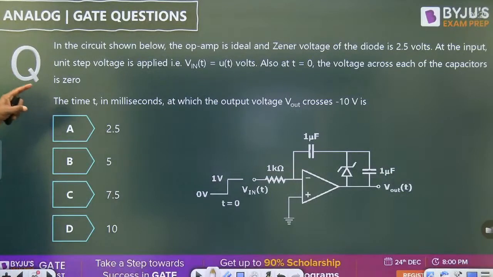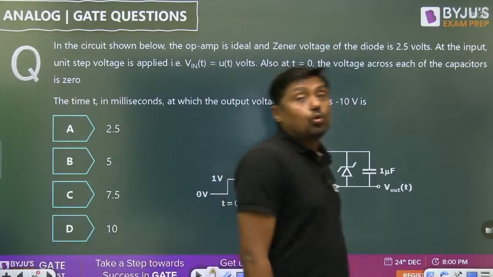In the circuit shown, the operational amplifier is ideal. The threshold voltage of the diode is 2.5 volt. At the input, unit step voltage is applied. Also at t equal to 0, voltage across each of the capacitors is 0. Initially, all the capacitors are unenergized. Find the time t in millisecond at which the output voltage crosses minus 10 volt.